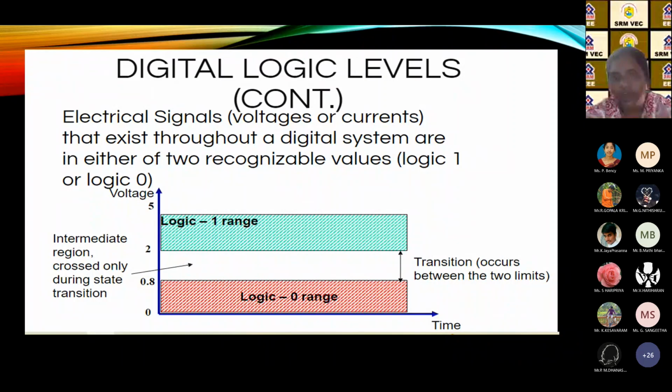So whenever you want to use that ICs, okay, what you have to do is you have to go for the data sheet. From the data sheet, you can come to know what is logic 0 and logic 1 potentials for that. So throughout the digital systems, it is only recognizable at logic 1 and logic 0.